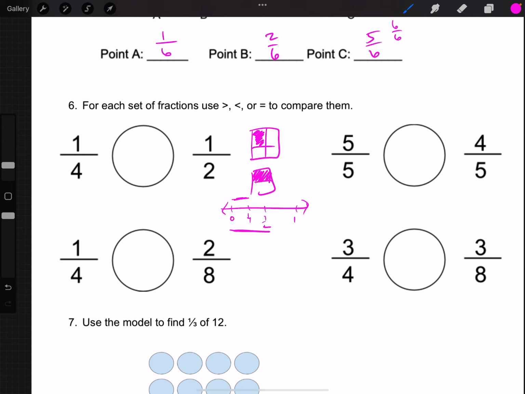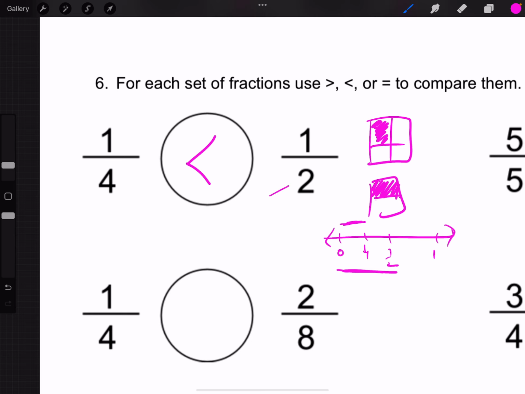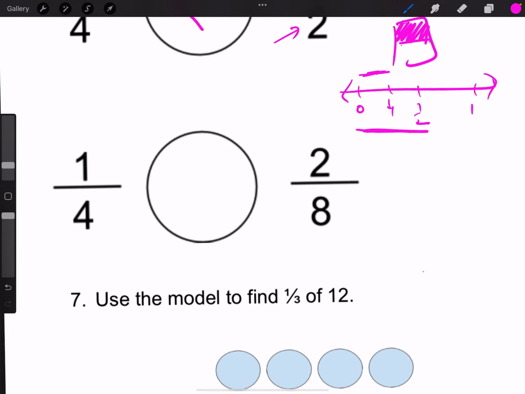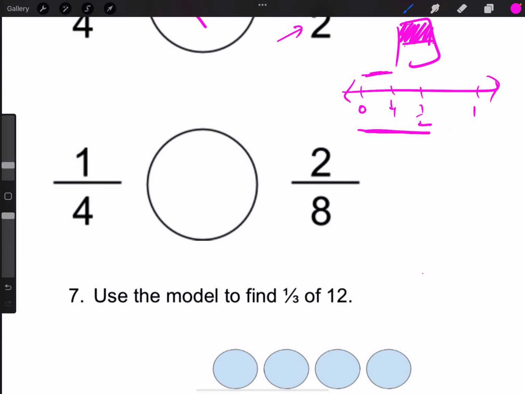So 1/2 is bigger. A shortcut would be, I know that if the denominator is smaller, the pieces are bigger. So if I only have one piece of each, then the smaller denominator is going to be bigger. 1/4 and 2/8, that one is going to be a tricky one.